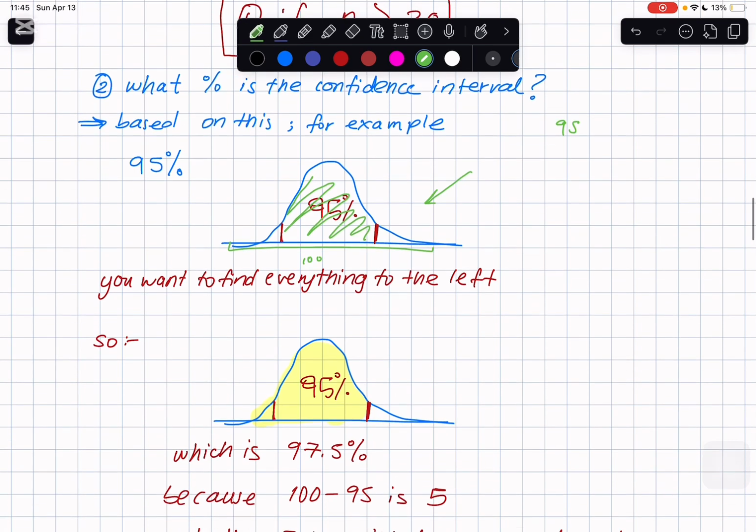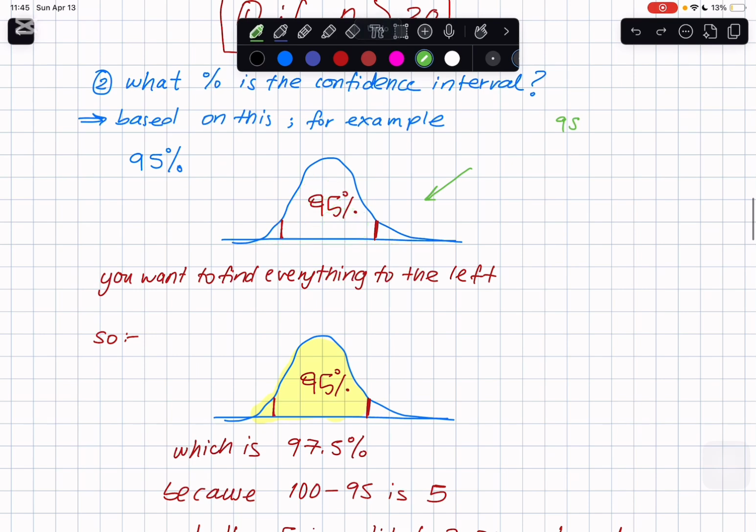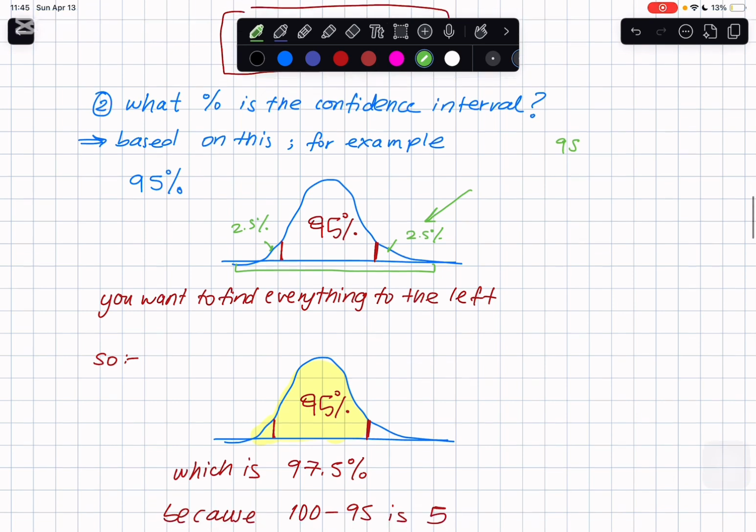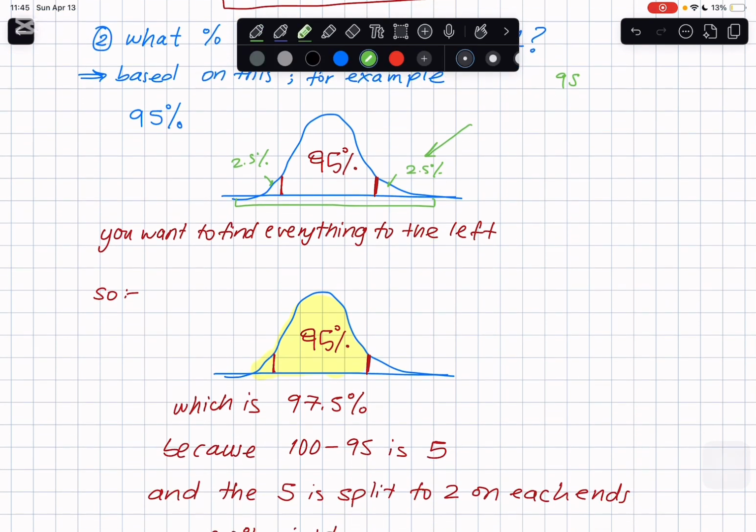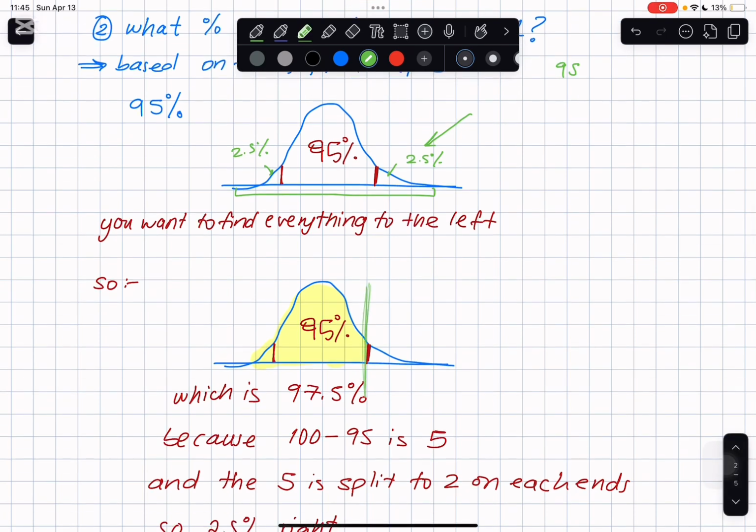Okay, so we know the total is 100, right? But we only covered 95% of it, so the remaining is 5%. Because there's a right side and a left side, we divided the 5% between right and left, so it's 2.5% here and 2.5% here. So what you need to do now is look up or calculate the value that's to the left of this interval over here. The total up to here would be 2.5 plus 95, which is 97.5%.